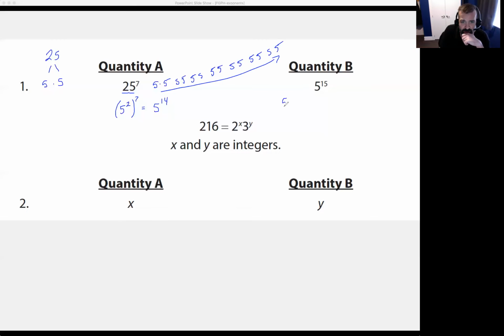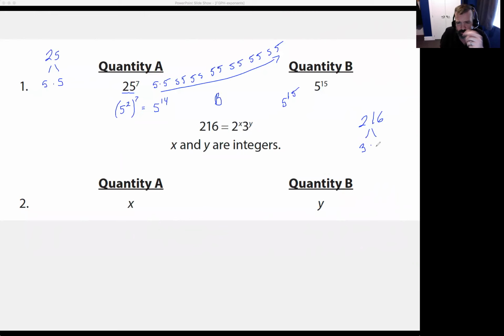And then I can compare that to 5 to the 15th power a lot more easily. Hey, which column is bigger? Column A, column B, they're equal. What do you got? All right, so column B. All right. So if I take, say, 216 is 2 to the x, 3 to the y, and this is a primary skill, I'm going to go, oh, this is factor tree time. All right, so 216, that's divisible by 3. So 216 is 3 times what?